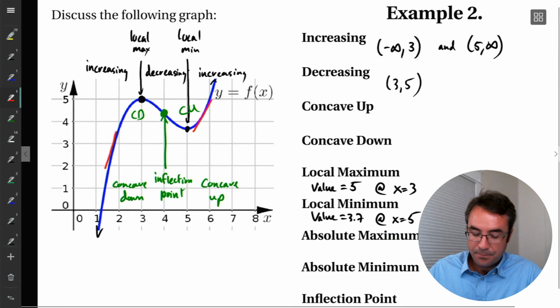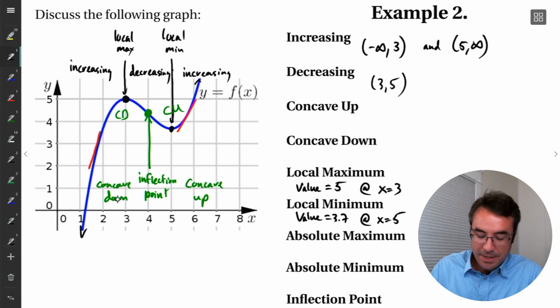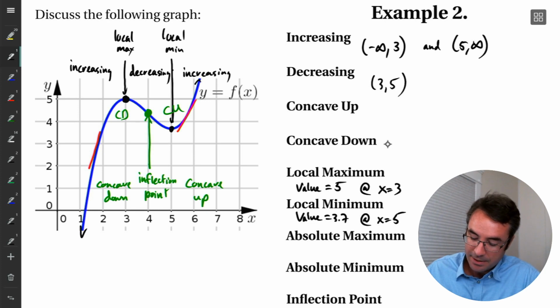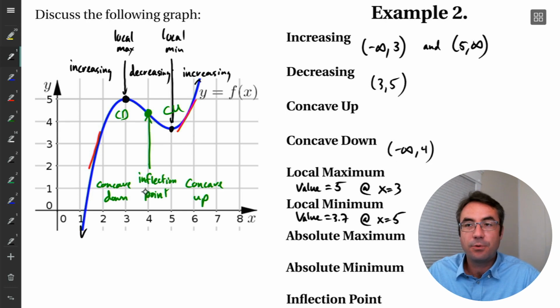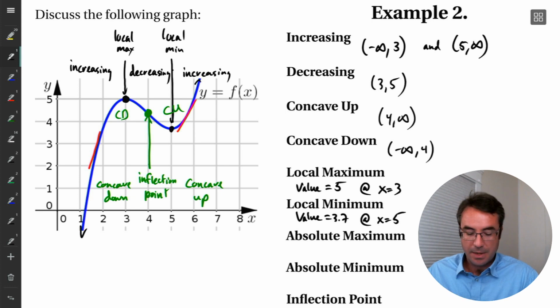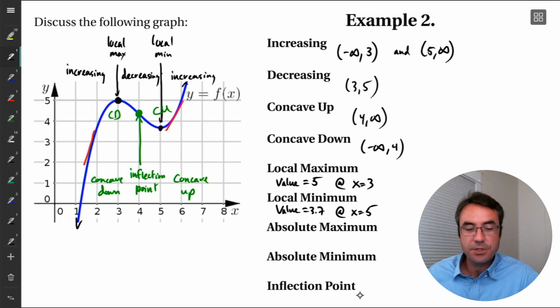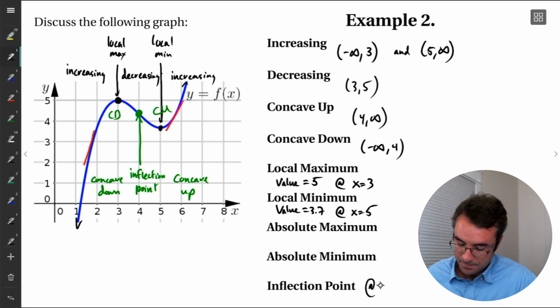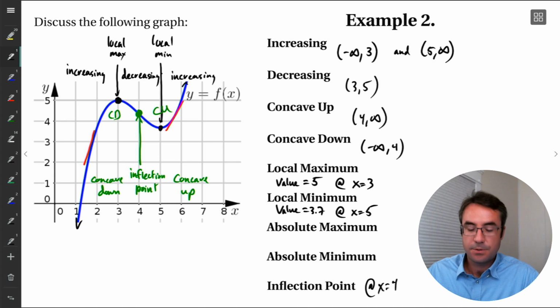So what we've found is our graph is concave down on this section, everything up through our inflection point, which happens at x equals 4. So we're concave down on the interval from negative infinity to 4. Then at that inflection point, x equals 4, our graph becomes concave up. So we're concave up on the interval from 4 to infinity. And our inflection point happens at x equals 4. That's where we change shape.